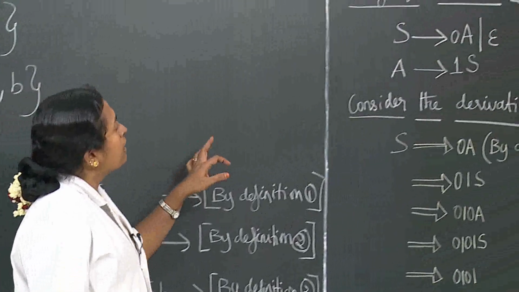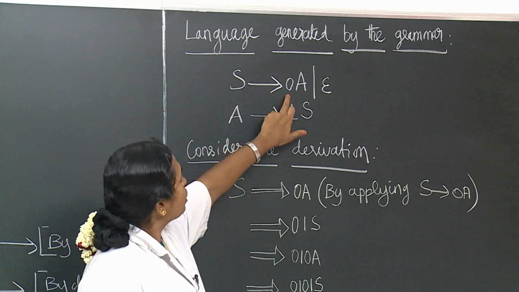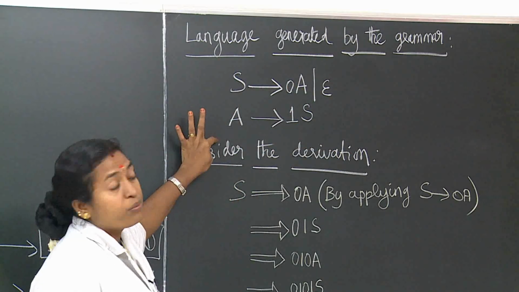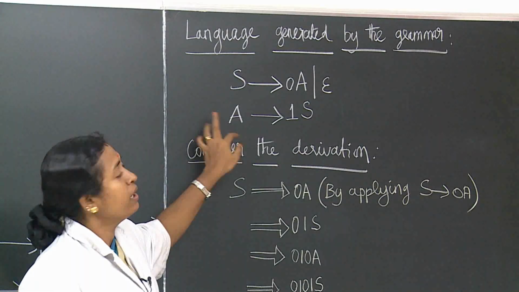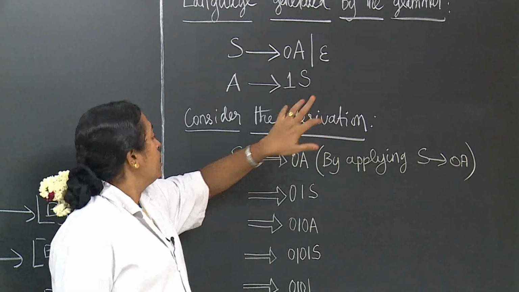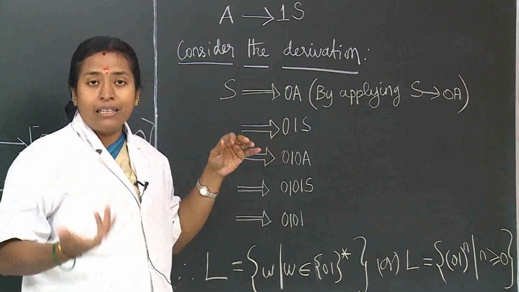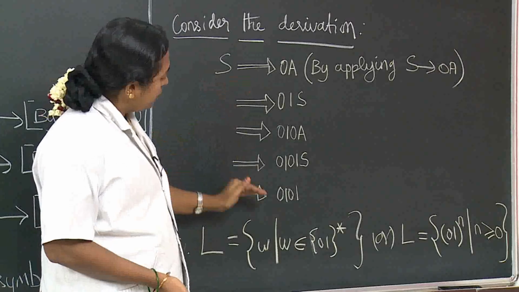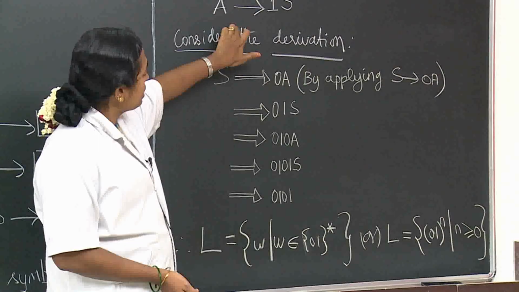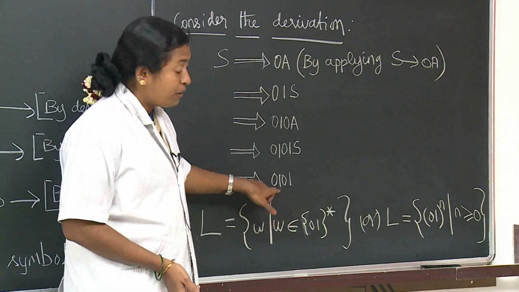Next we can see another example of generating a language by a grammar. S tends to 0A or epsilon, A tends to 1S. So from the productions we can conclude the terminals are 0, 1 and epsilon, and the non-terminals are capital A and capital S. So now we can derive the grammar. S tends to, we can replace anything and derive a set of strings. By applying these productions, I have derived 0, 1, 0, 1. This will be the final string.